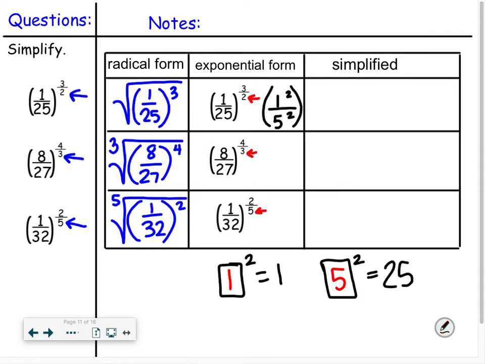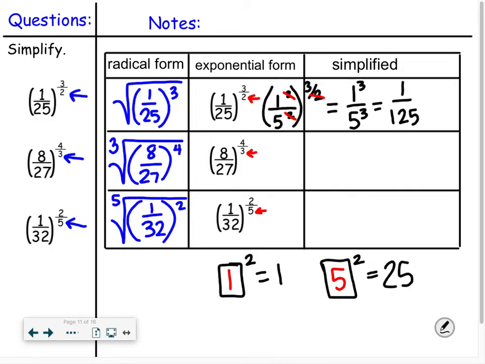Then I keep my fraction out here, 3/2. I cancel the denominator and both of those 2's. They have to match to cancel out. Now I'm left with 1 to the 3rd power over 5 to the 3rd power. 1 times 1 times 1 is 1. 5 times 5 times 5 is 125. So 1/125.